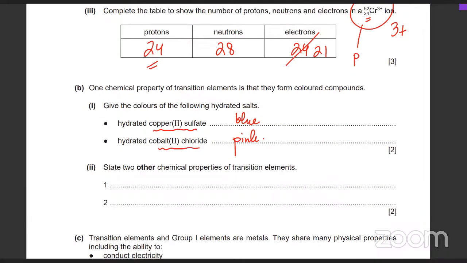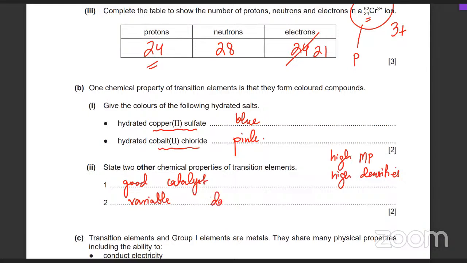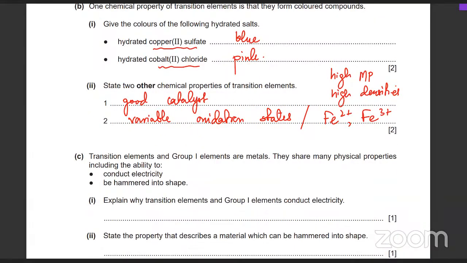So what are the other chemical properties? Transition metals had 5 properties. They had high melting points. That's a physical property. They had high densities, which is also a physical property. And then they had like 2-3 chemical properties that were typical for transition metals. They were good catalysts. And they had variable oxidation states. So they could form a compound with variable charges. So for example, Fe could be 2 plus and Fe could be 3 plus as well. Or they would form colored compounds.